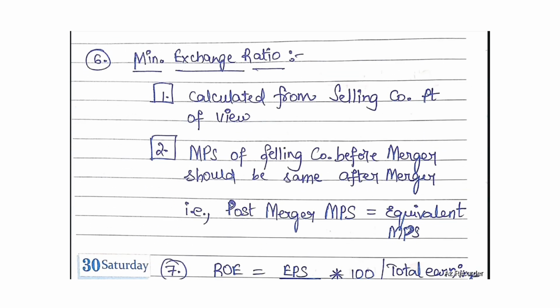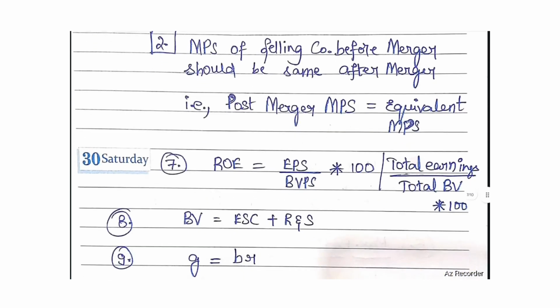In case of minimum exchange ratio, it will be calculated from the selling company's point of view. MPS of the selling company before merger should be the same after merger in case of minimum exchange ratio. That is, post-merger MPS equals equivalent MPS.